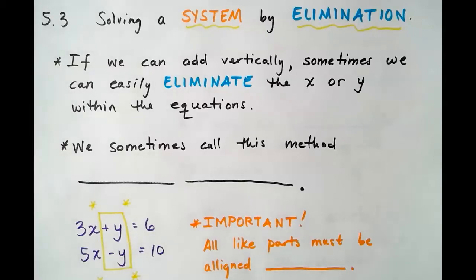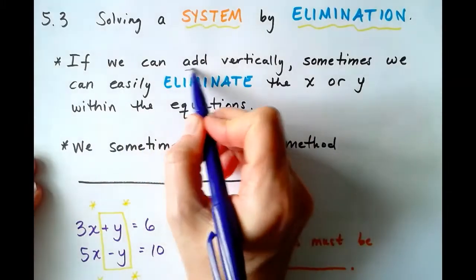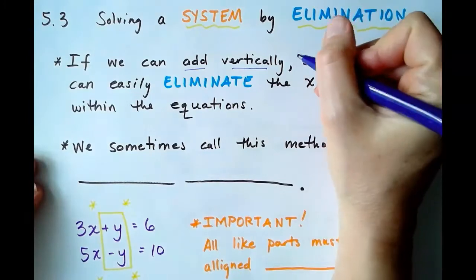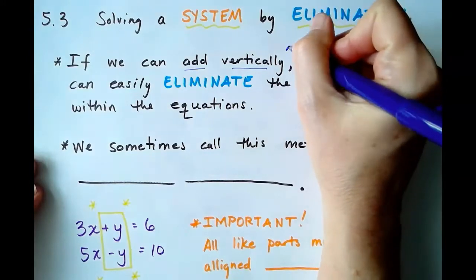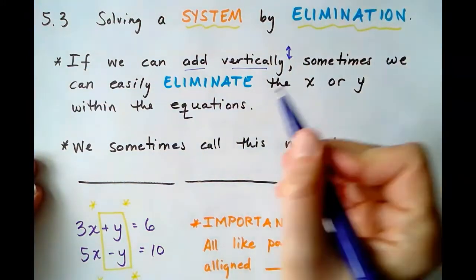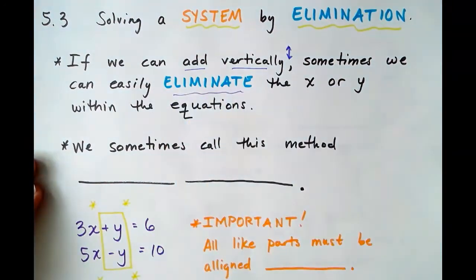Solving a system by elimination. This is the third option we have when we have to solve a system of equations. And if we can add vertically, remember vertically means up and down, sometimes we can easily eliminate the x or the y within the equations.